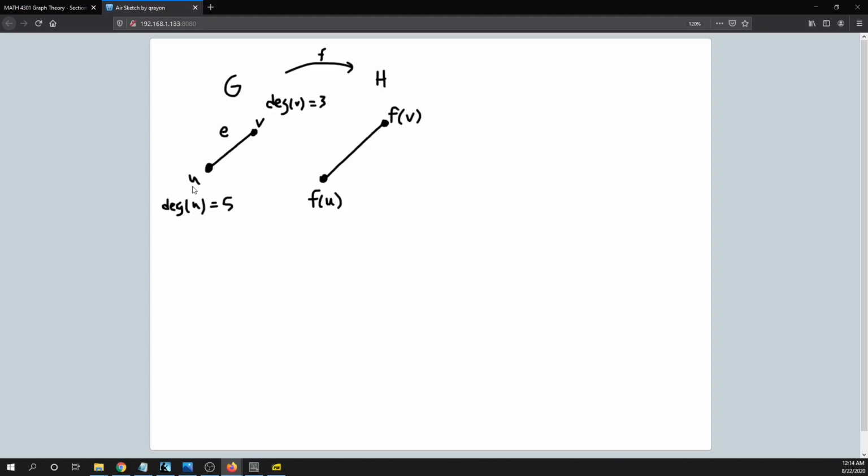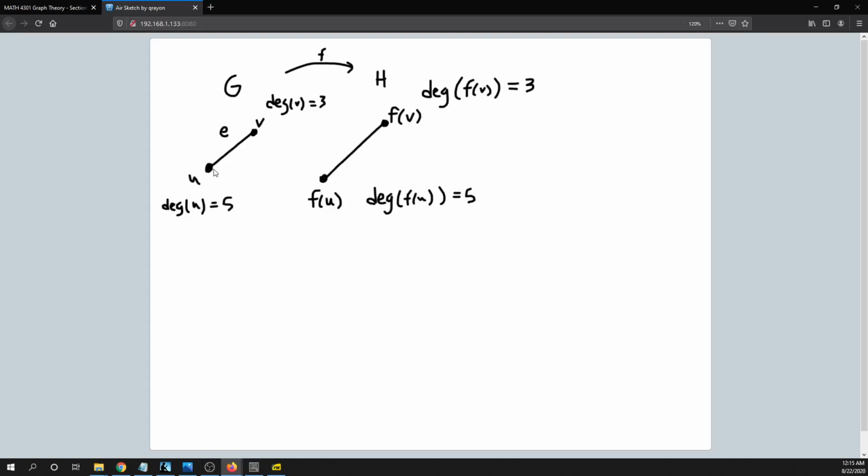f of u. So u gets sent over to f of u, v gets sent over to f of v, and then we know what the degree of f of v is by the previous theorem. We know that the degree of f of v has to be the same as the degree of v. So it has to be degree 3. And likewise, we know that the degree of f of u has to be the same as the degree of u. So the degree of f of u equals 5, same as the degree of u over here. Okay? So that's what this theorem says.